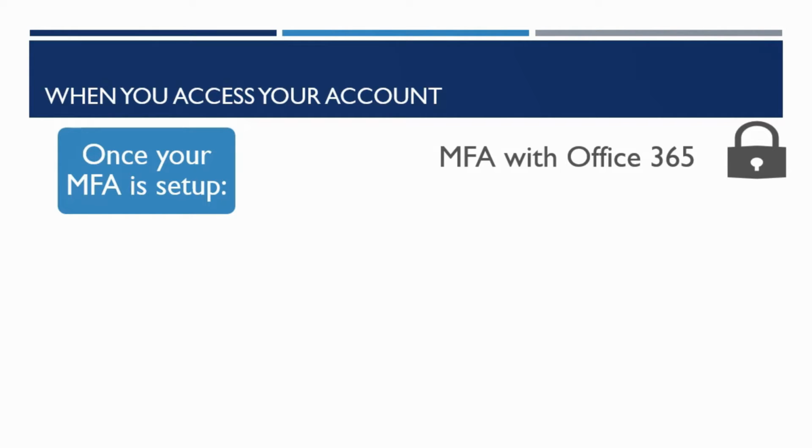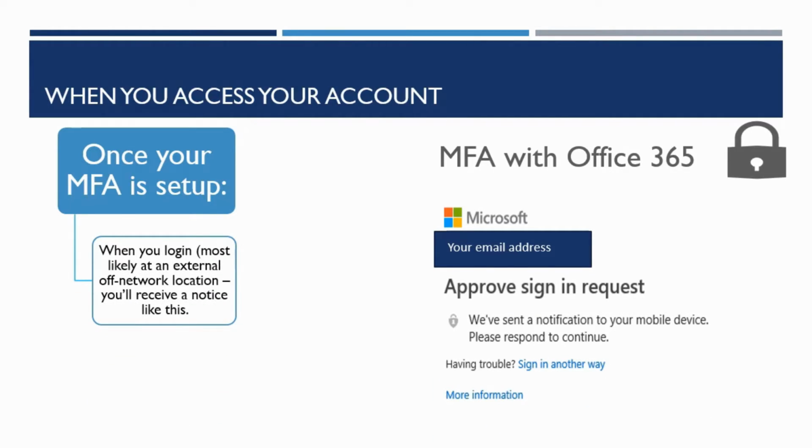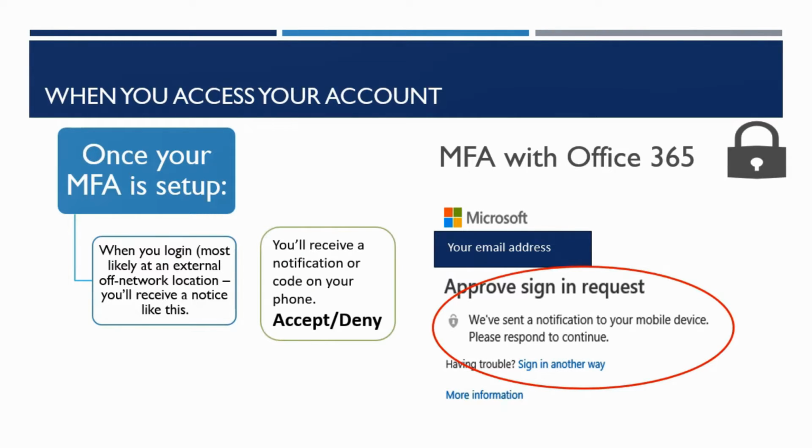Once your MFA is set up, when you try to log into Office 365 the very first time from one of your devices, you're going to get a prompt. And a prompt is going to look something like this. It says, we've sent a notification to your device. Now, how you receive your notification is going to vary depending upon that last option and how you set up your mobile app. If you chose for a code to be sent, you'll receive a code, but if you chose notification, you'll get a notification where you either accept or deny, and that will give you access to the environment.